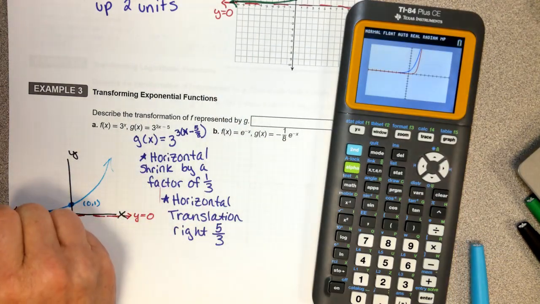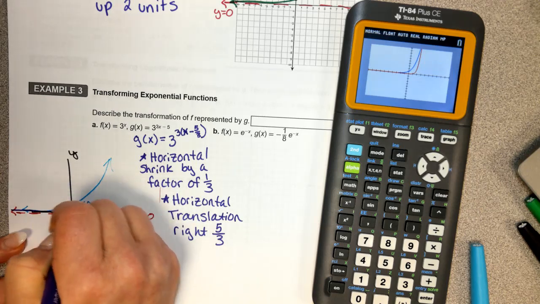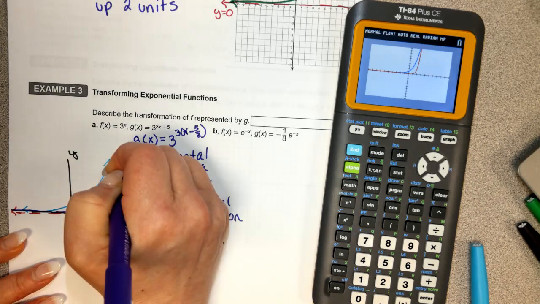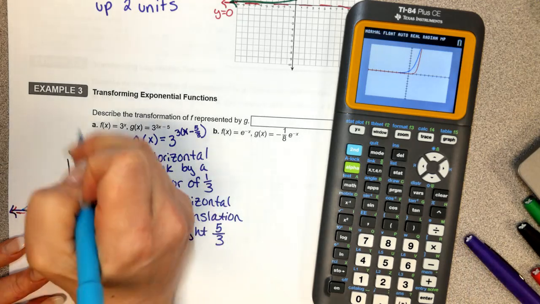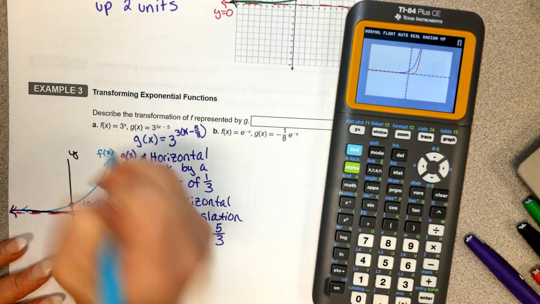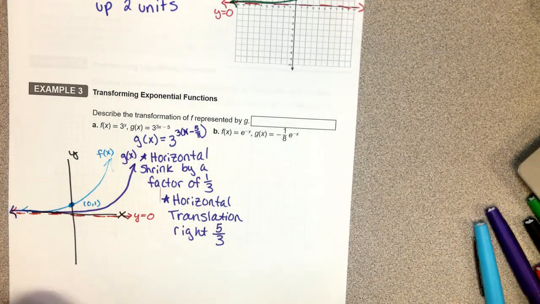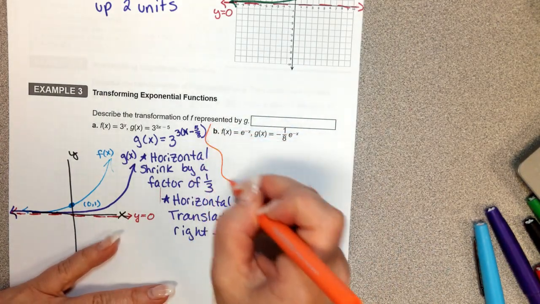So I'm going to sketch that new graph here, and this is my g of x right here. Right, so this was f of x, and the other one was g of x. Okay, ooh, I kind of ate into the space of the other problem. So, didn't mean to do that.